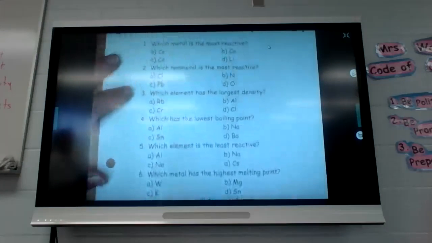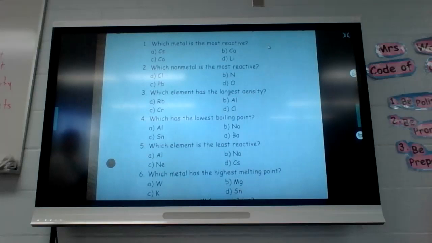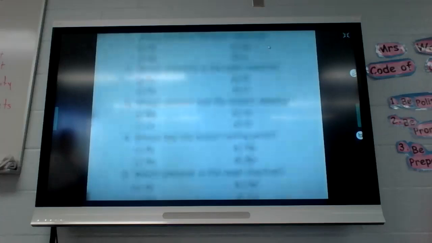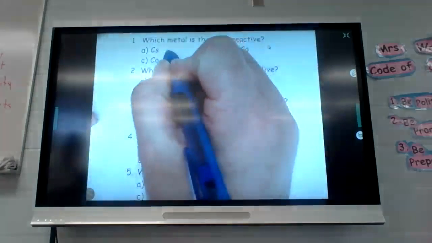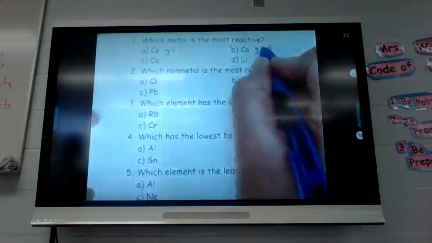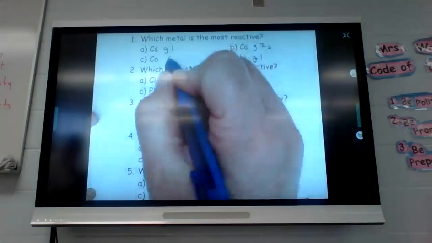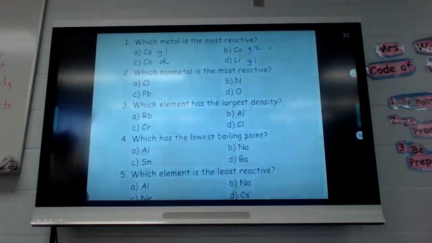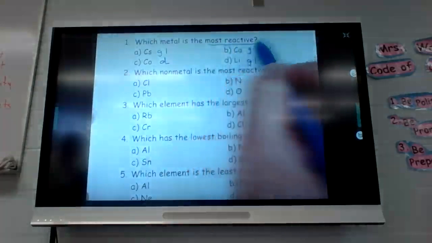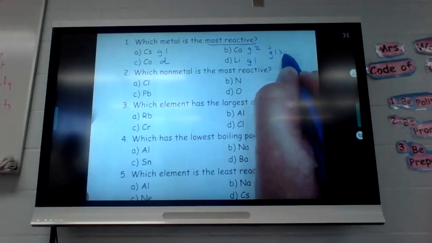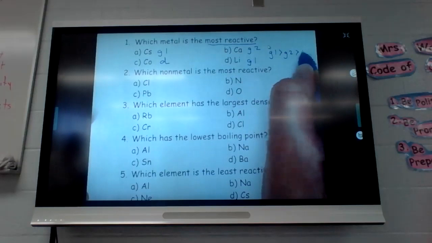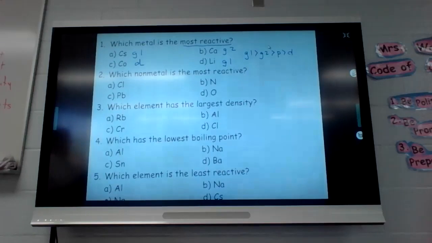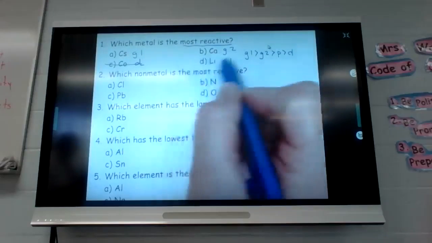All right, Annabelle, you with me? Yeah. So this is in group 1. This is in group 2. This is in group 1. That's in the D block. So D is out. Because it says most reactive, we know group 1 is more reactive than group 2, more reactive than P, more reactive than D. So B and C are out.